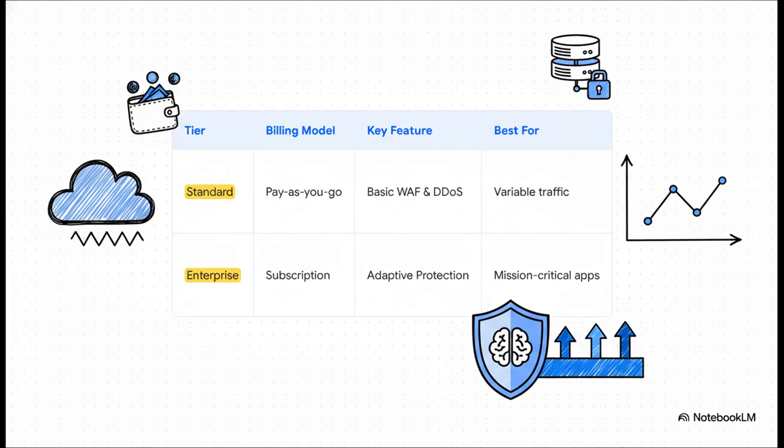The enterprise tier is a subscription. That's what unlocks the cool machine learning with adaptive protection, and this is critical, it gives you DDoS bill protection. That means you won't get a crazy surprise bill if a huge attack spikes your usage. For high bandwidth apps on GCP, Armor's cost is often way more predictable because you aren't paying primarily for bandwidth.